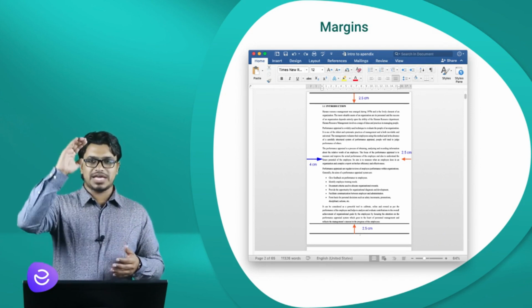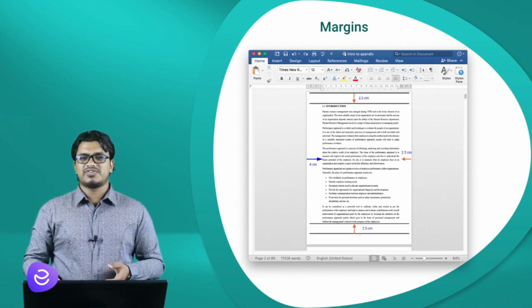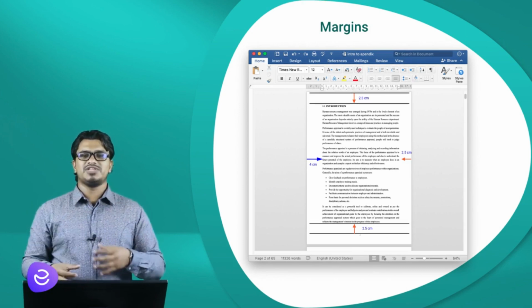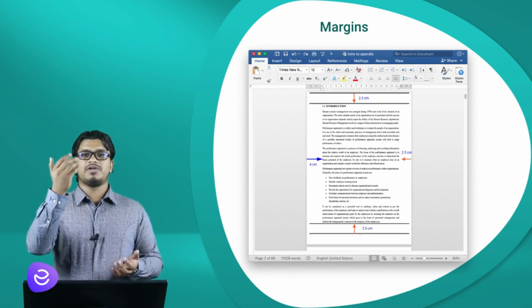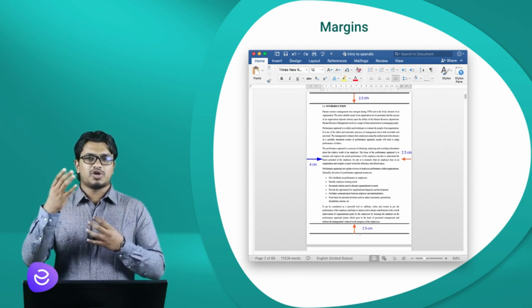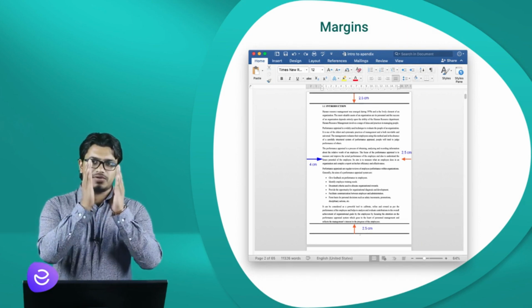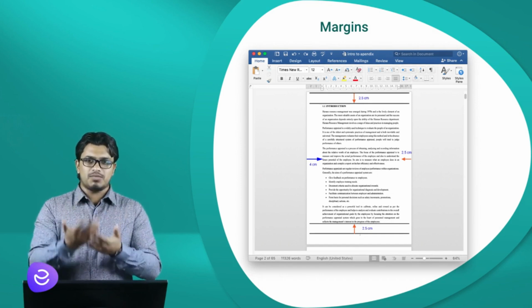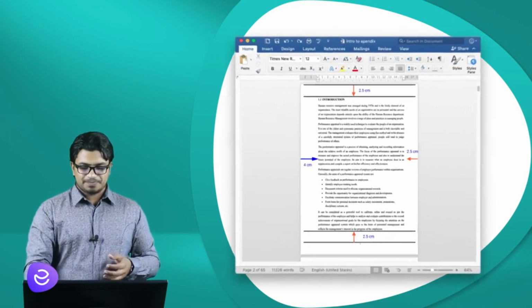So normally we use like 1 inch for the top, 1 inch for the bottom, 1 inch for the right side, and maybe 1.5 inch for the left side, maybe 4 centimeter for the left side and 2.5 for top, bottom and right respectively. So these are necessary because for the left side we have to give a little more space because there has to be binding on the left side.